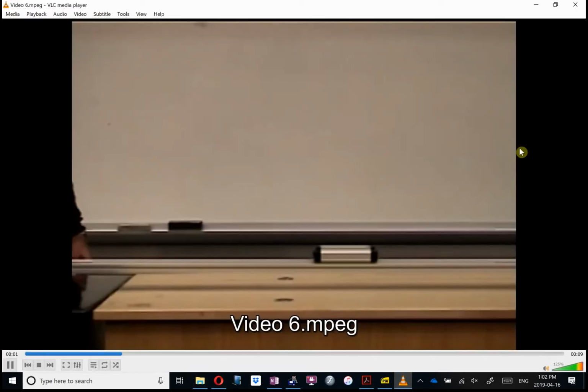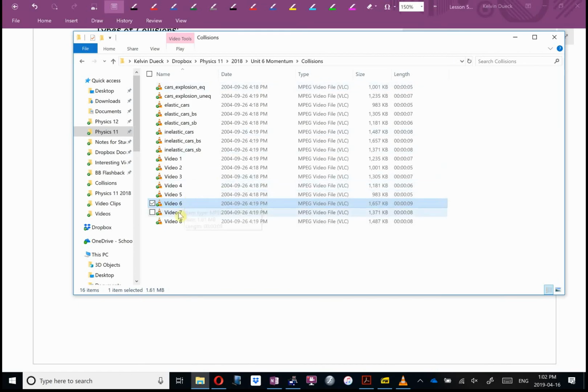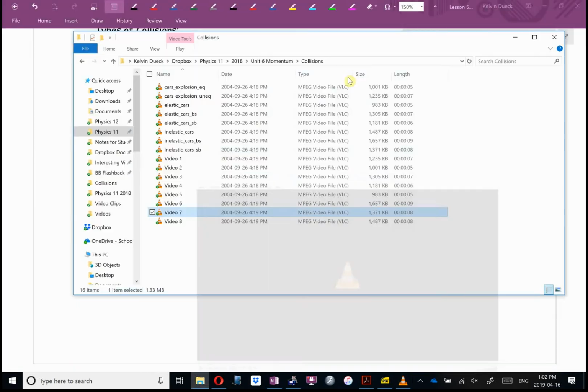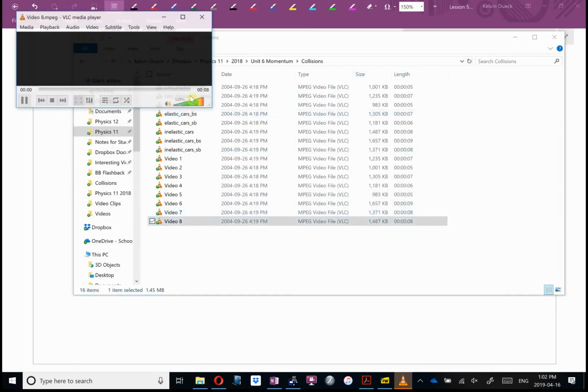Elastic, big mass hits small mass. Elastic or inelastic collision? Inelastic, stuck together? Okay, now I'll watch all 3. Here's the first one. Elastic, big mass hits small mass. Here's the second one. Elastic, small mass hits big mass. Here's the third one. Inelastic.